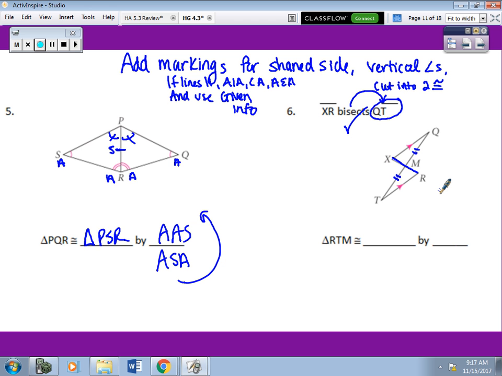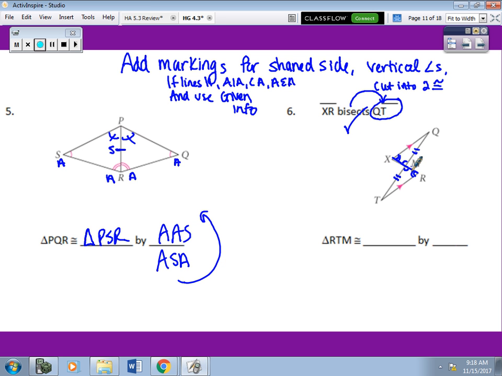What other markings can I add into this picture? Joseph? Vertical angles. Because we know vertical angles are congruent by the vertical angles theorem. And then at that point you might think, okay, I only have two things not congruent, but we do have parallel lines, right? If you have parallel lines, 9 times out of 10 it's alternate interior angles because these are going to be closed shapes.